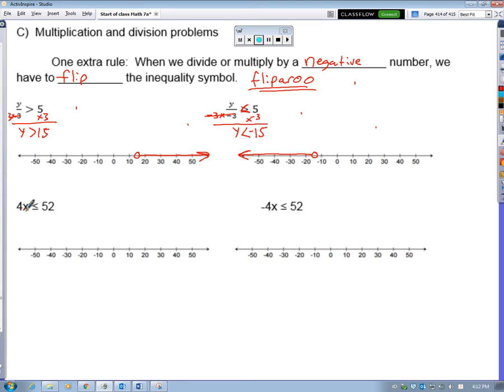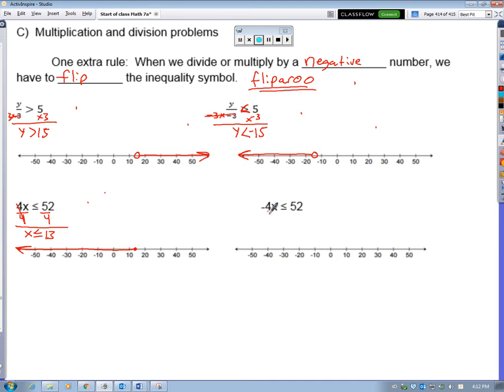We have 4 times x is less than or equal to 52. Okay, there's no negative number here that we're going to work with, so we don't have to worry about a flipperoo. We're just going to divide by 4, doing the opposite to get it to cancel. Divide by 4, and I have x is less than or equal to 13. Alright, now I can graph it. Since x could be equal to 13, I'm going to draw a filled in circle here at 13. And x could be any number less than 13, so I'm going to highlight all of these numbers less than 13.